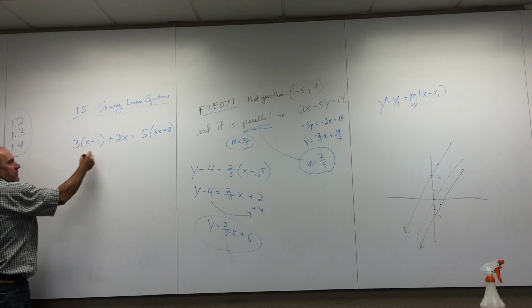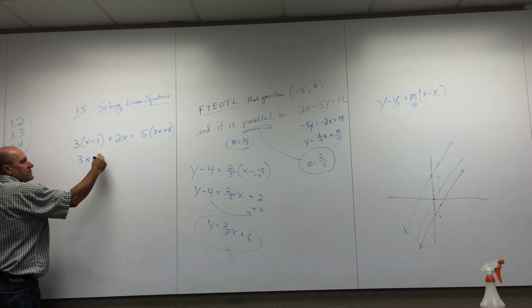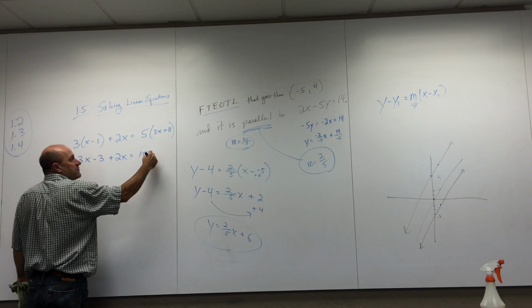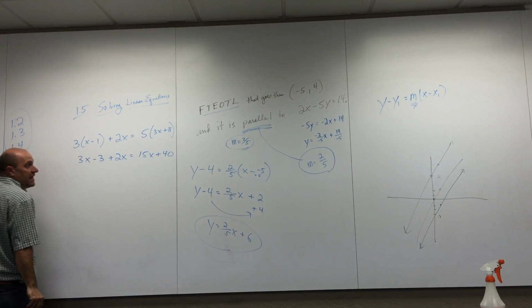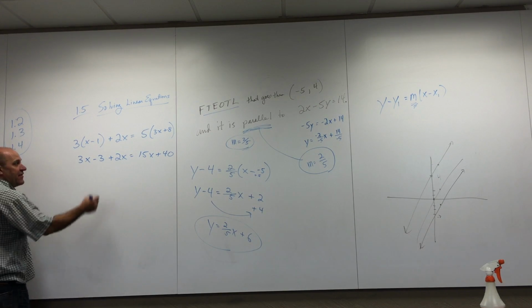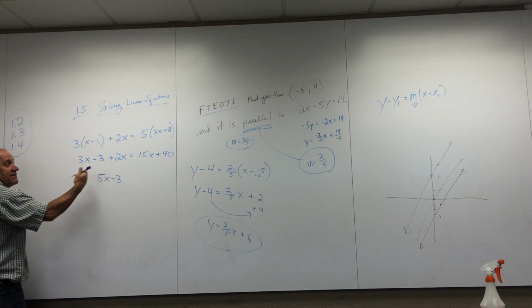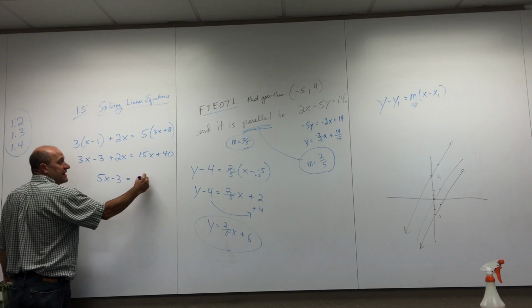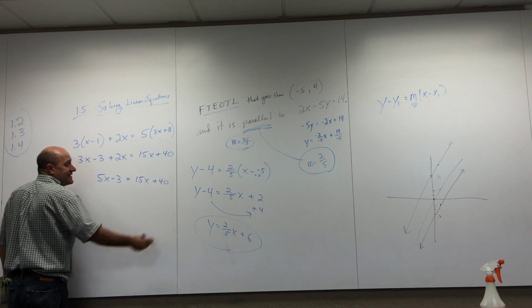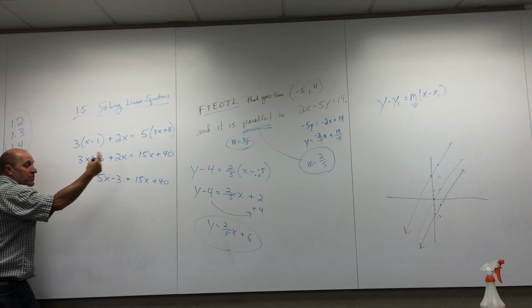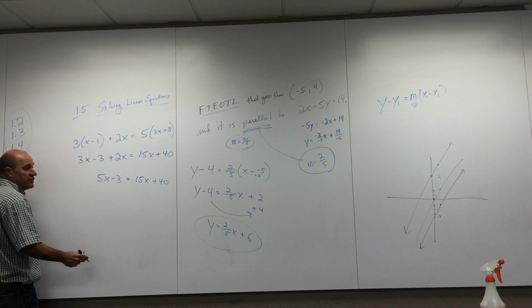I'll help you. Distribute the 3x minus 3 plus 2x. Distribute the 5, 15x plus 40. Gather like terms together. I would kind of call this 5x minus 3. Do you guys agree? Over here it's 15x plus 40. I tend to try to get all my x's on one side and all my numbers on the other side. That's what we're supposed to do.